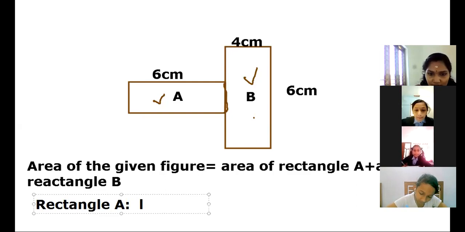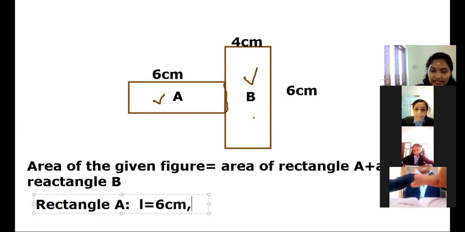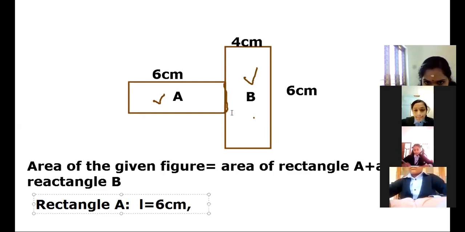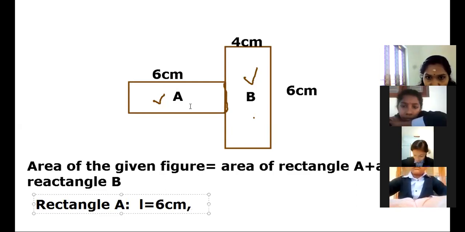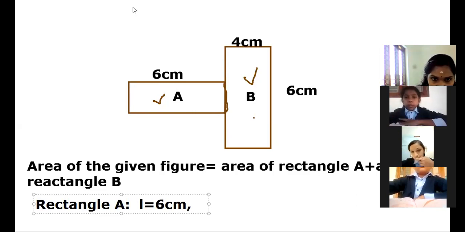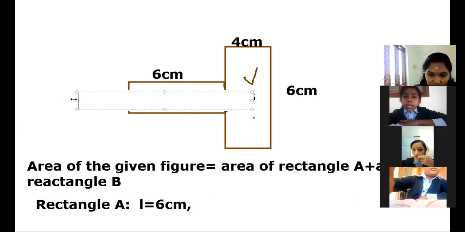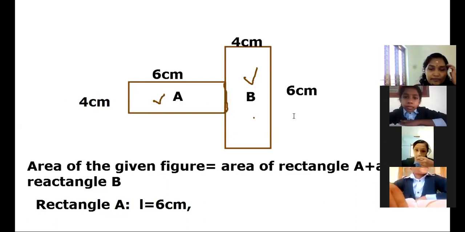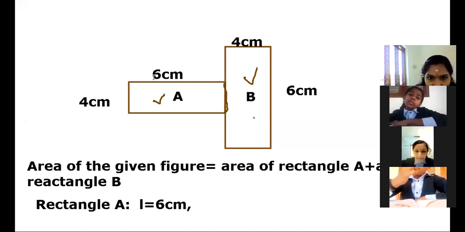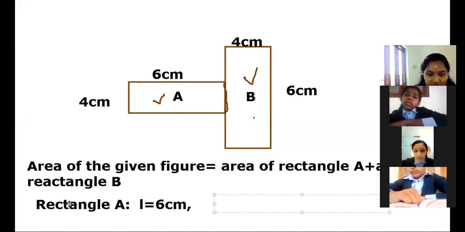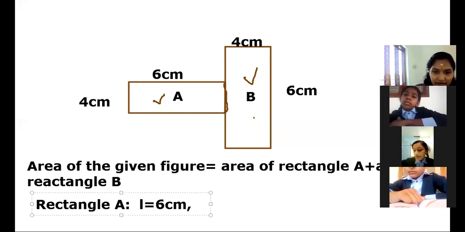Length. 6 centimeter. Very good. Length is 6 centimeter. Did you get that? This is rectangle A. Now, did I miss any value here? Oh, no. Okay. So this is the length of rectangle A, and length is 6 centimeter. We can easily find that from the figure. We just need to look once, no need to rack your head. Now breadth.